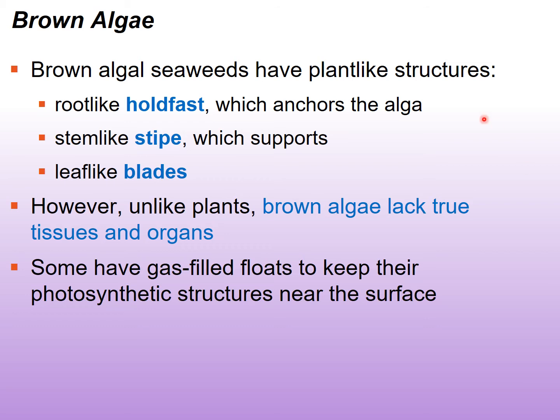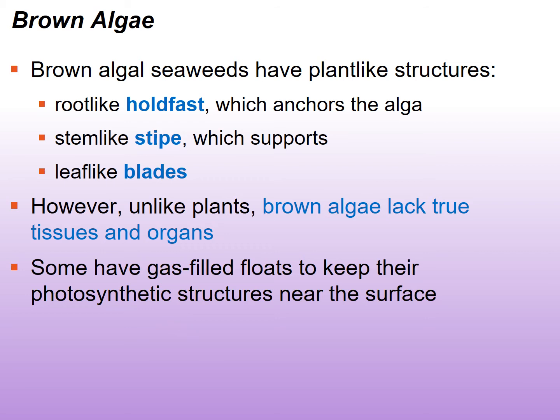The brown algae are the ones that have plant-like structures. So they have three structures that are analogous to plant structures. The holdfast, which actually anchors the algae to some sort of substrate, like a rock or the bottom of the ocean. So this would serve like a root. There's the stipe, which provides support. So that's basically like a stem, right? So it allows it to kind of stand up. And then the blades, which are like leaves. Now, brown algae are not like plants. They do not contain true tissues and organs like plants do.